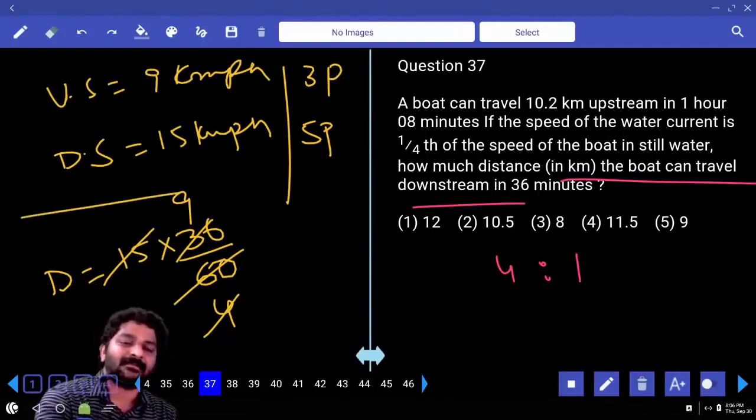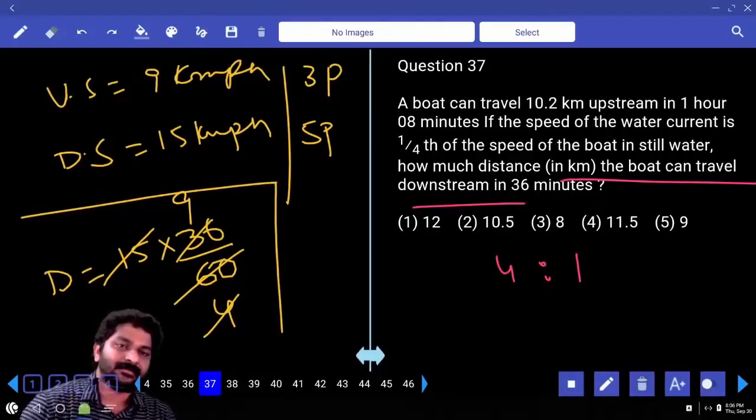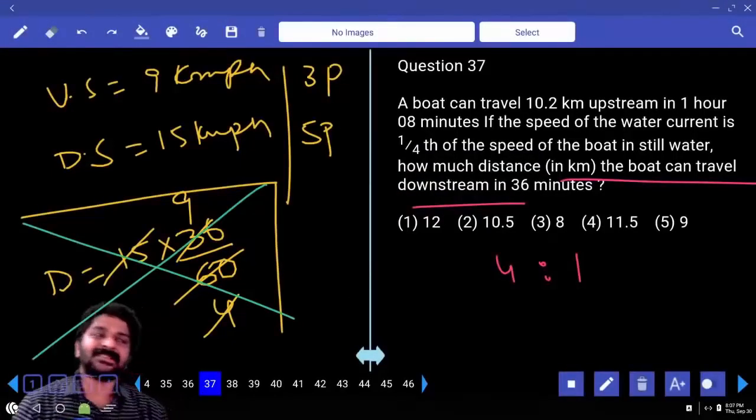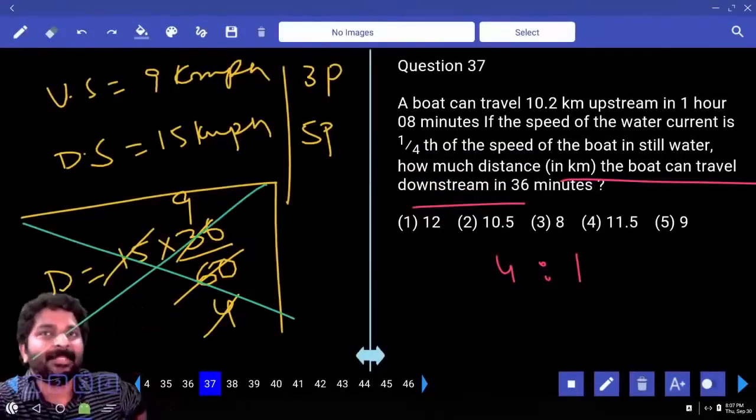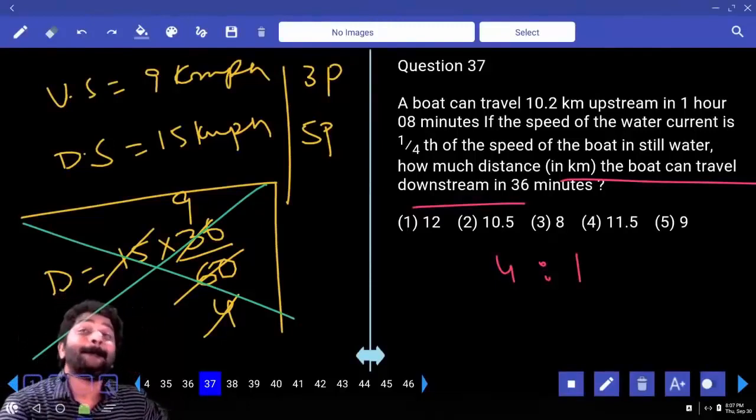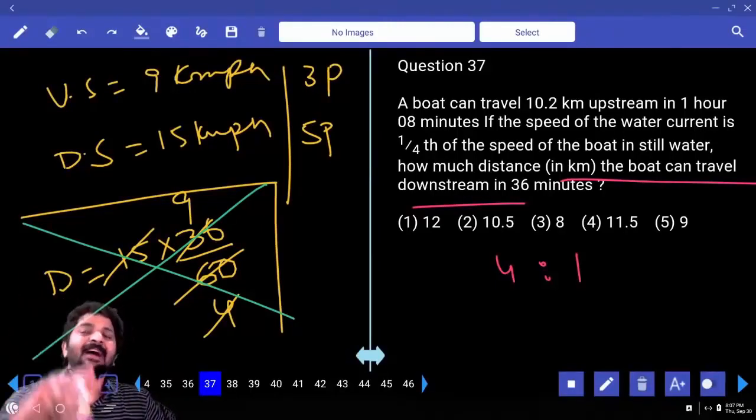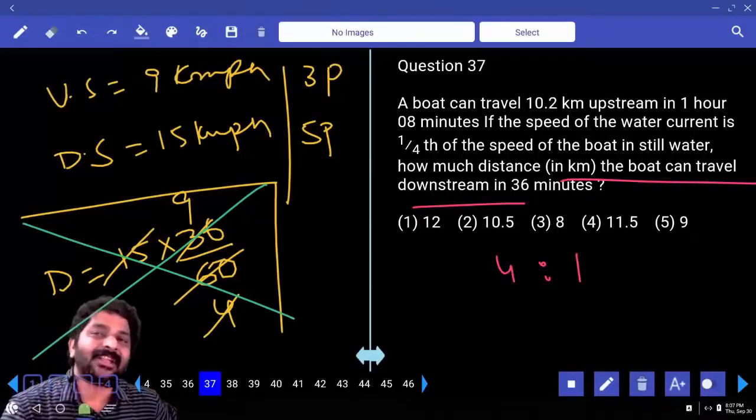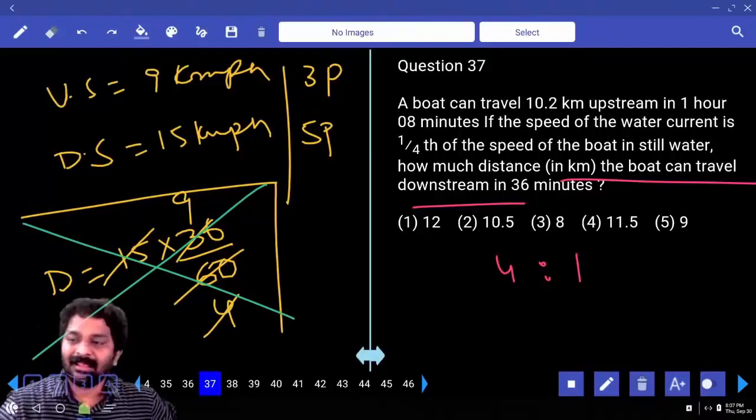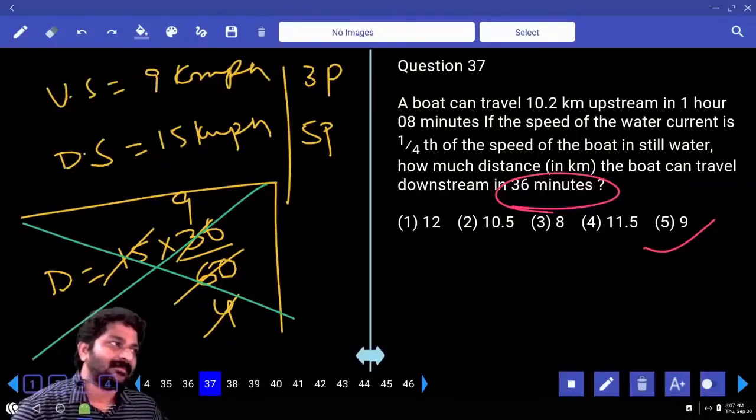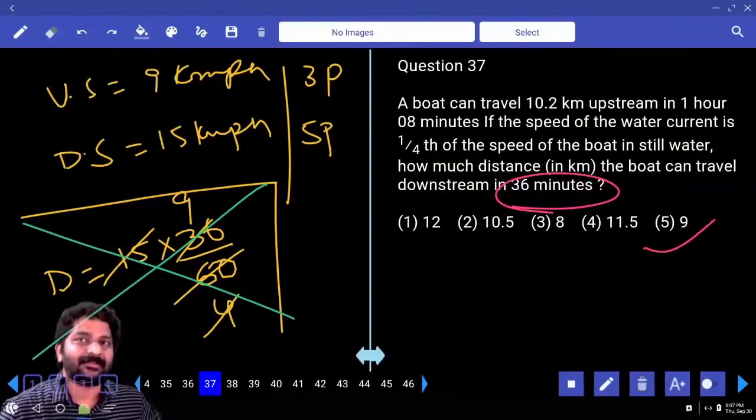Basically you can eliminate this step also. You need not write this. What was downstream speed we got? 15 kilometer per hour, in the sense 60. Half of 60 is 30, half of 30 is 15. That means 1/4 of the time is distance. Am I right? How much time is mentioned here? 1/4 of it. Done. Unnecessarily you don't have to write formulas.